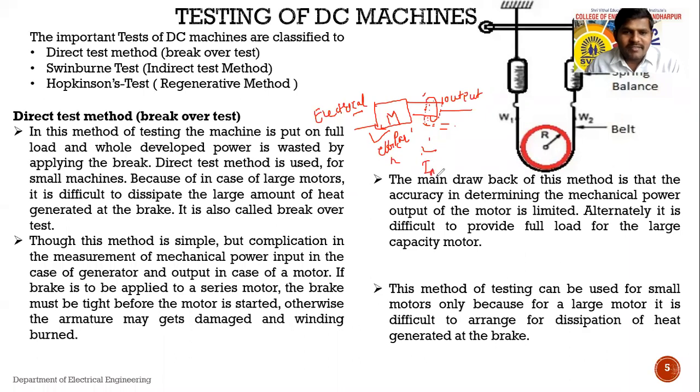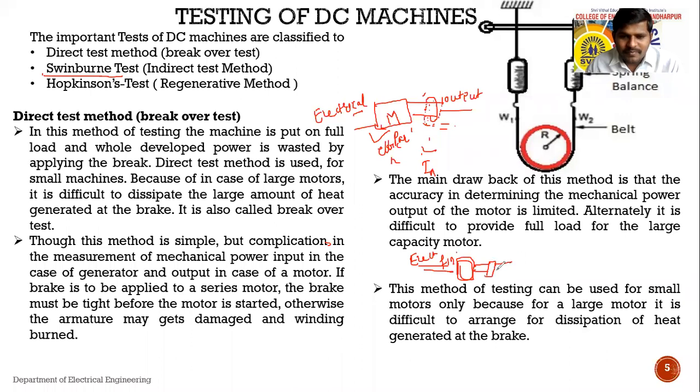What is the indirect method of testing? The Swinburne test comes under the indirect method of testing. In the indirect method of testing, suppose one motor is there. I want to test that motor, or find out some parameters of that machine. The input to that motor is electrical, and on the output of that machine I have coupled another generator.